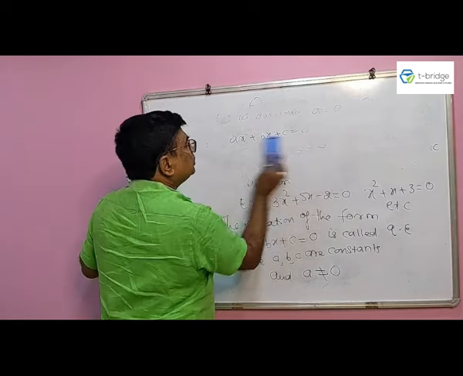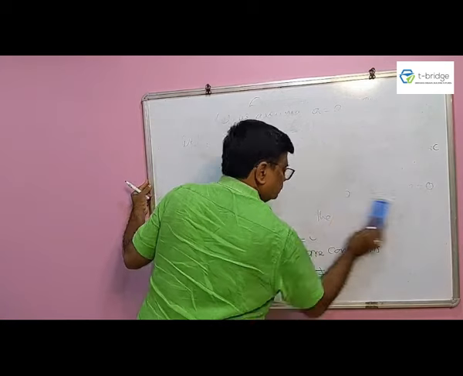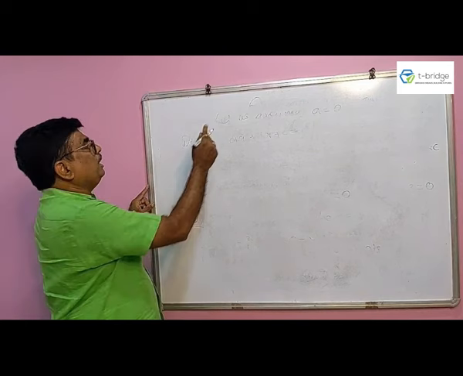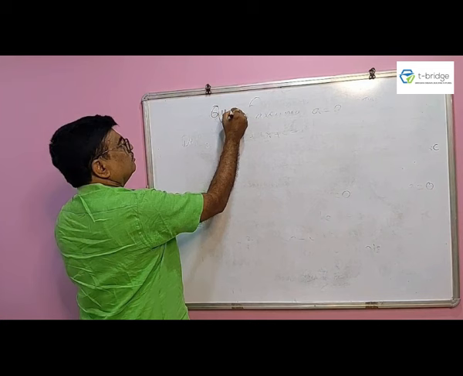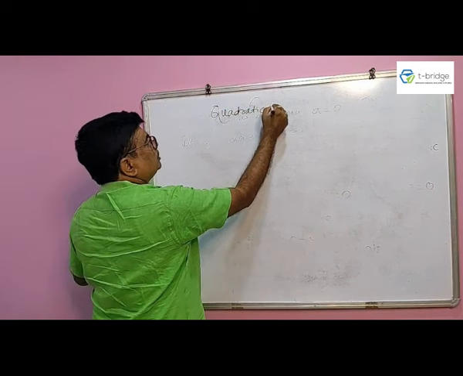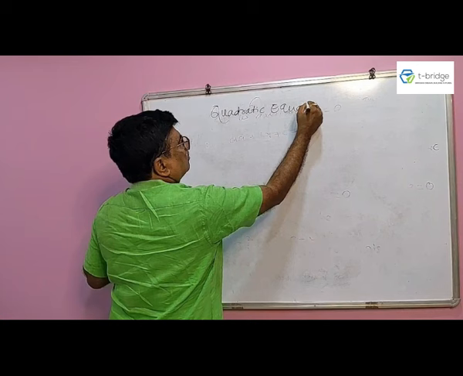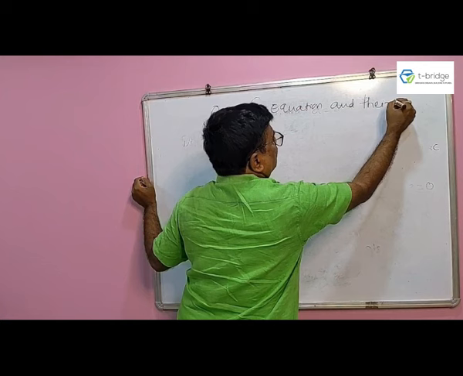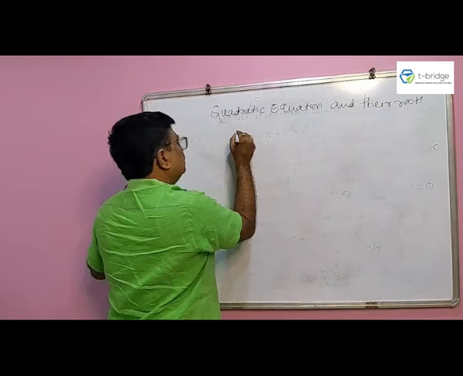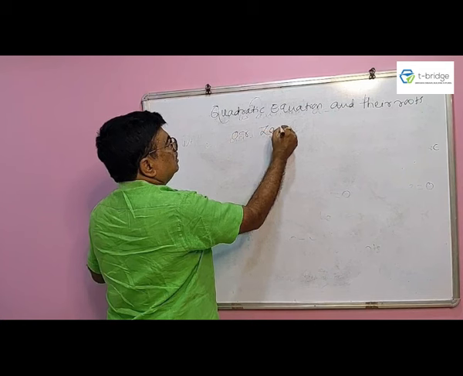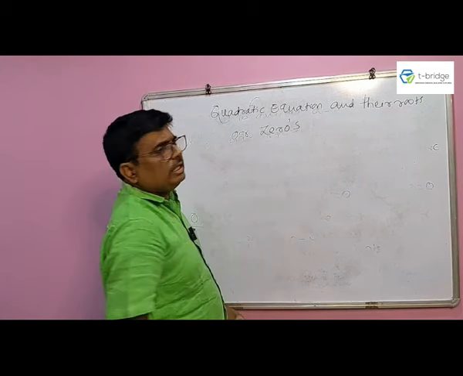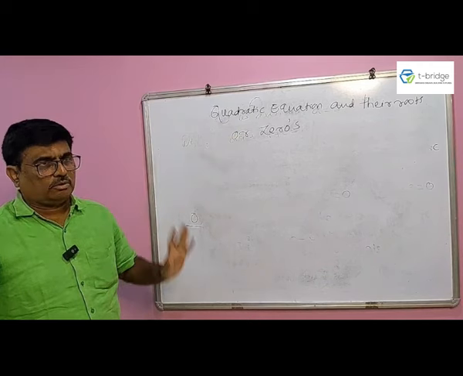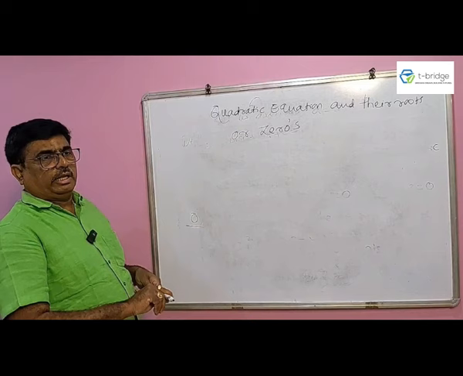Now, next we are to discuss quadratic equations and their roots, or roots also called their zeros. Now let us discuss what is the meaning of a root or a zero. I will just give an example of a linear equation in one variable.